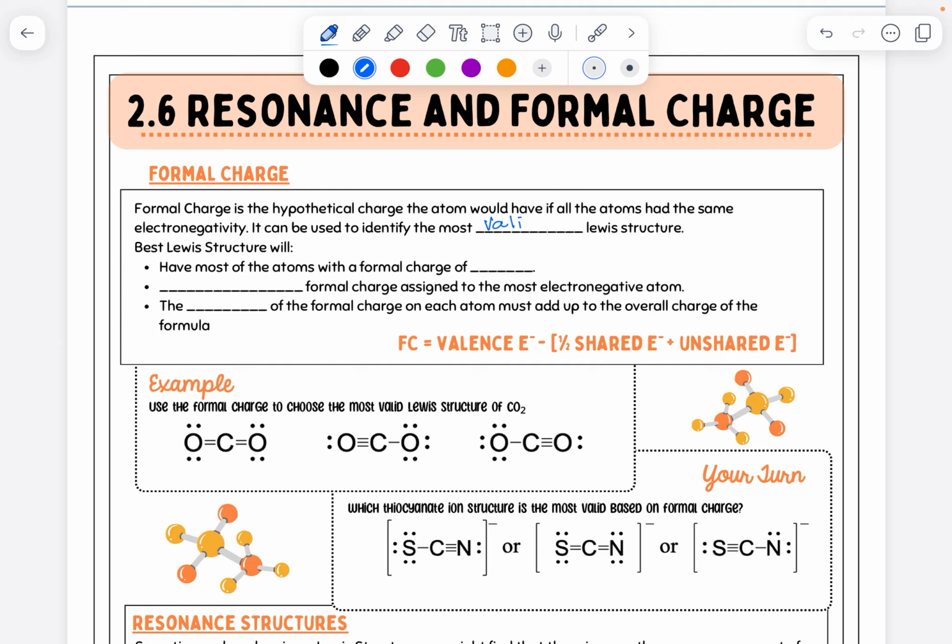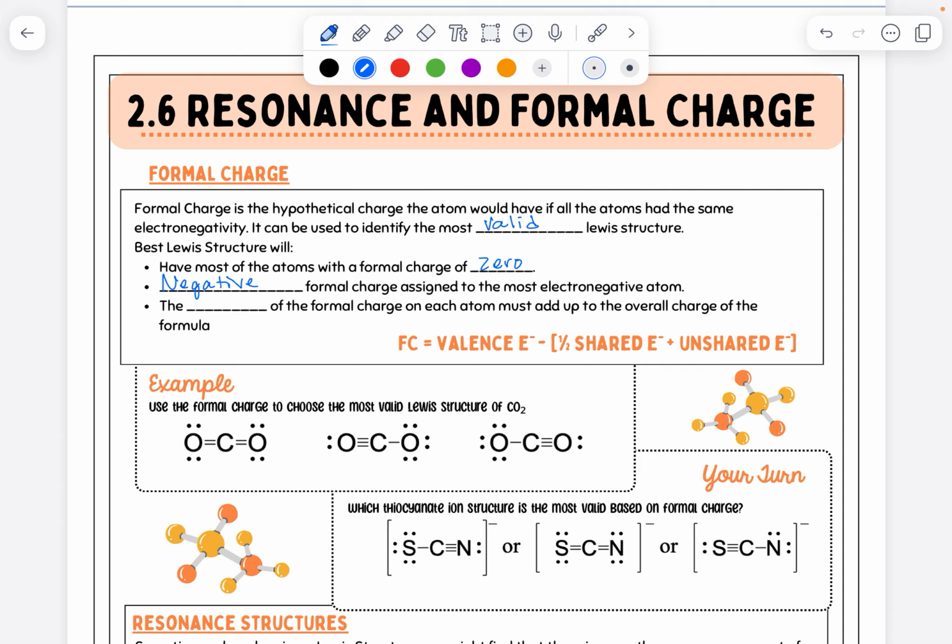Again, this is if you can draw more than one Lewis structure based on those rules. We're trying to find which one is the better structure. The best Lewis structure will have most of the atoms with a formal charge of 0. Negative formal charges are assigned on the most electronegative atom. For example, fluorine is the most electronegative atom. You should have a negative charge on there if it's not 0.